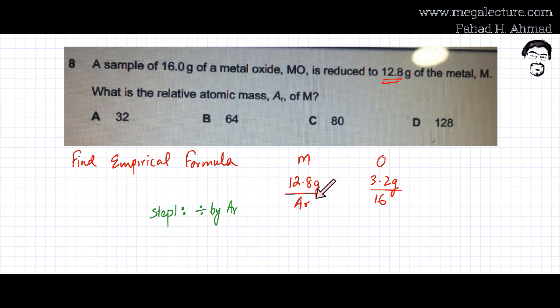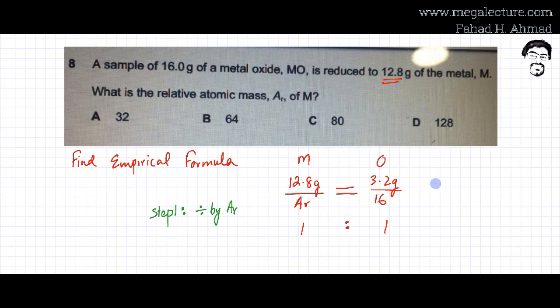According to the formula, the ratio should be 1:1, which means the number of moles of M and the number of moles of O in the formula are 1:1. So this ratio should come out to be equal to 1:1, which means these moles and these moles must be equal. So to solve this question, you need to make them equal. Once you've made them equal, it's going to be very easy to find the AR. You just need to make AR the subject of the equation.